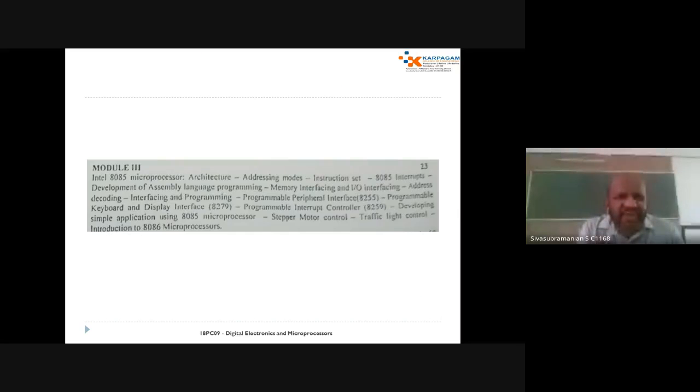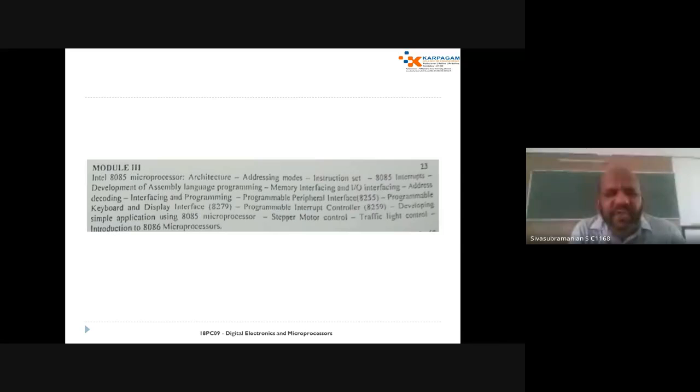So on your screen now is the syllabus that we are going to have for our module number 3, right? Which speaks about the Intel 8085 microprocessor architecture first of all. Then, in architecture, we will again see the block diagram of the 8085 microprocessor and the pin diagram of the processor. 8085 is basically a 40 pin IC.